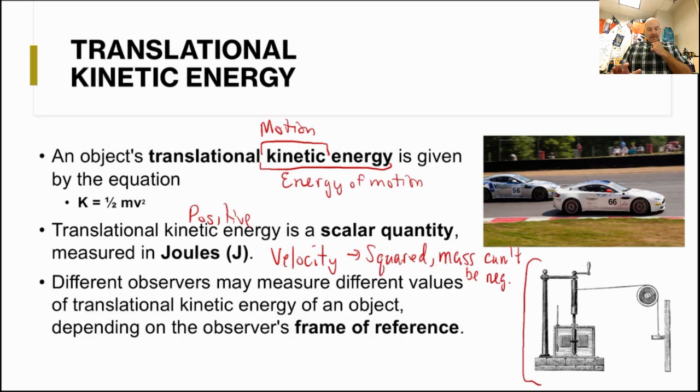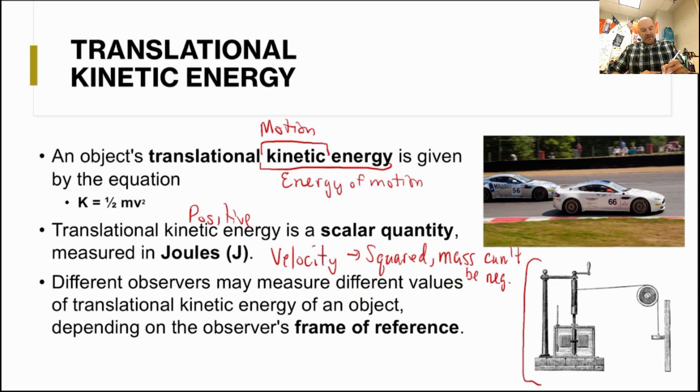Now, different observers are going to measure different values of the energy because of their frame of reference. We talked about frame of reference way back in Unit 1. Remember, that's just based on the measured speed from where they are. And so that's going to be important.